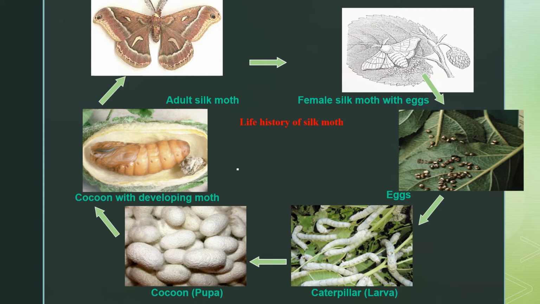As the larvae feeds on the mulberry leaves, it's a fast feeder. It eats up the leaves very fast. In its later stage, it develops a covering around itself which is called a cocoon or a pupa. Further development of the moth takes place within the cocoon. When the cocoon breaks open, it comes out as the adult silk moth. This is the complete life cycle of a silk moth.